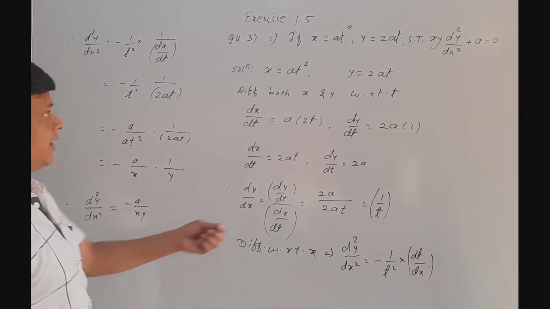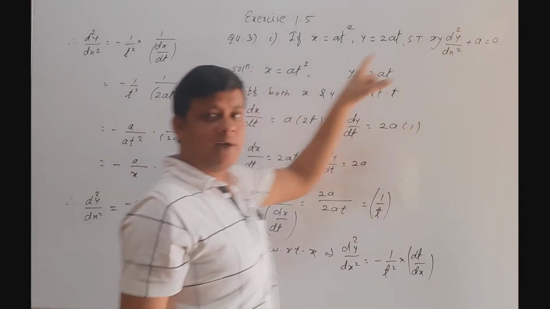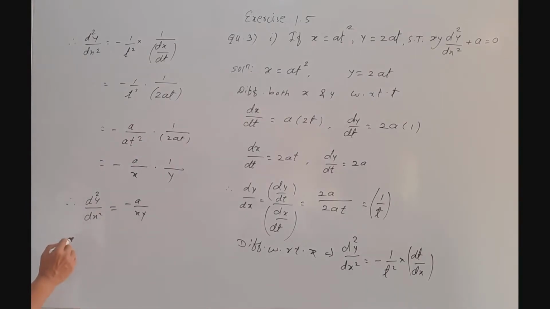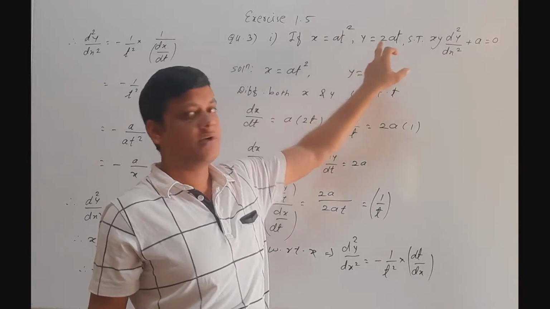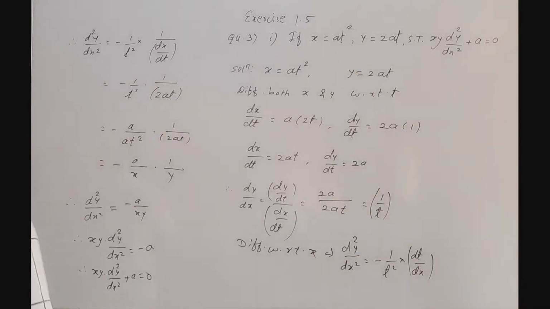We required xy in multiplication to this d2y by dx2. So we transfer this xy to left hand side. Therefore xy into d2y by dx2 is equals to minus a. Now transfer this minus a to left hand side. Therefore xy into d2y by dx2 plus a equals to 0. So here we show xy d2y by dx2 plus a equals to 0 if x equals a t square, y equals 2at.